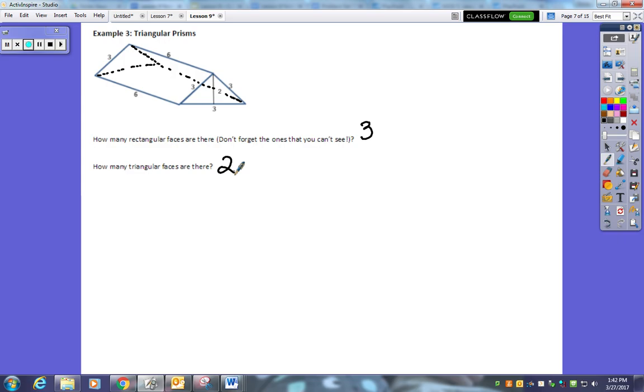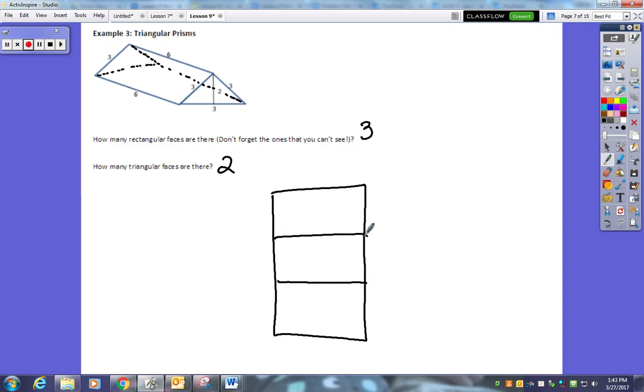So one way that you can draw a net for this triangular prism is to run 3 rectangles down the center and then have your triangles come off of the center.